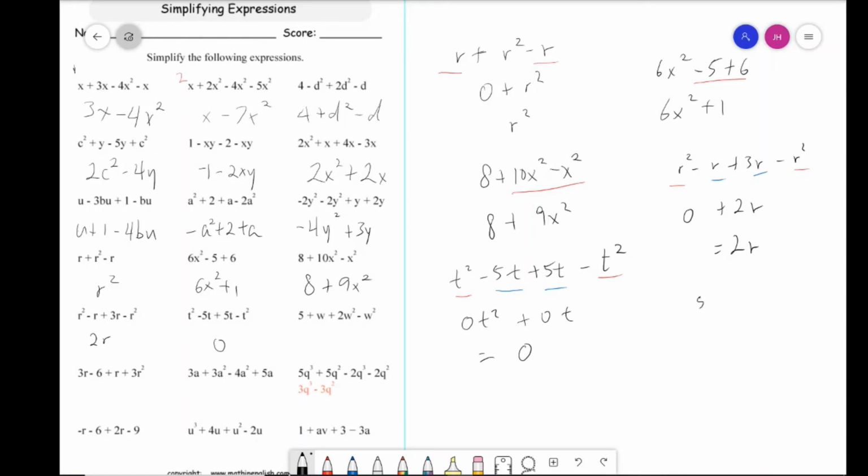Next I have 5 plus w plus 2w squared minus w squared. The only thing I can combine is the w squared. So that will be 5 plus w, 2 minus 1 is 1, so plus 1w squared, or just w squared is fine.